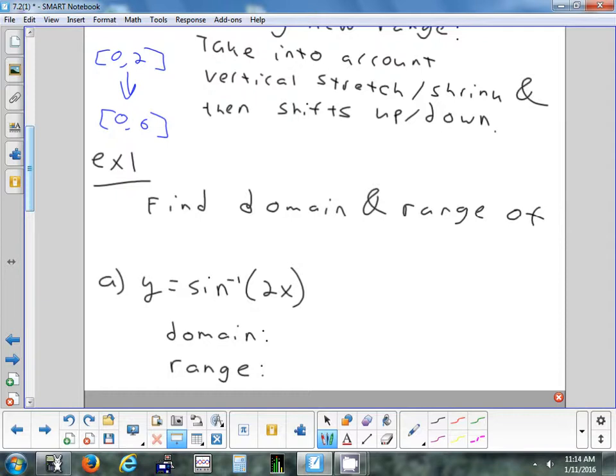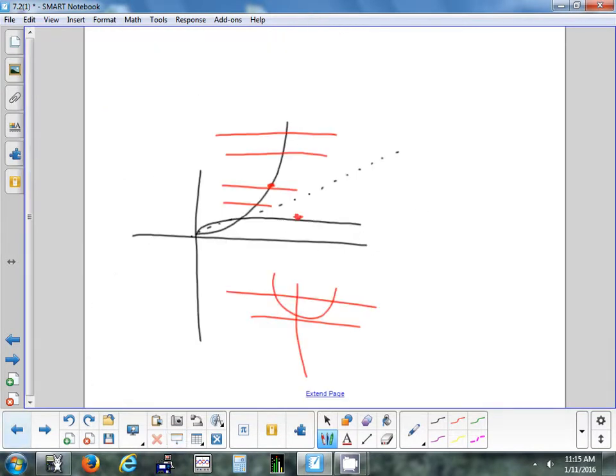All right, so let's start with that 2. Bill, what's that 2 going to affect? Is that going to affect the domain or the range? The domain. So the range, whatever it is originally, just copy that down. So what is my range for inverse sine? Negative 1 to 1. Be careful.